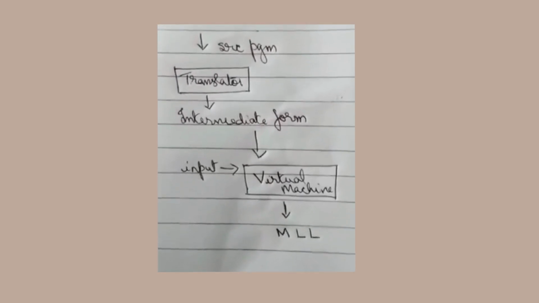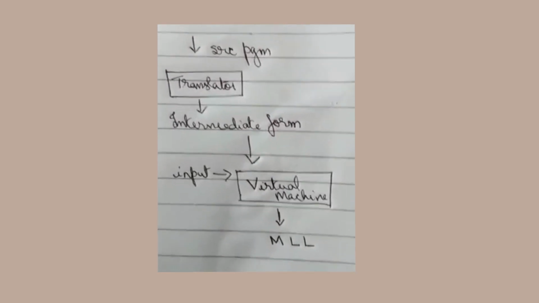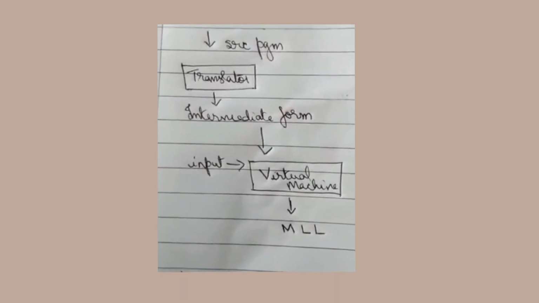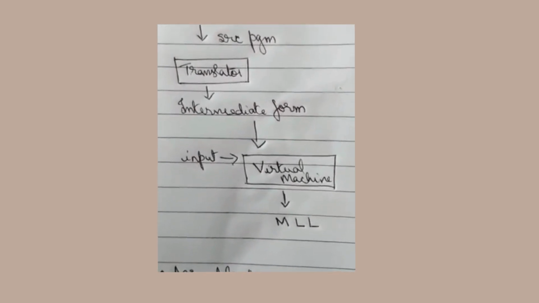Basically, if we take an example for this particular compiler, we can take the JVM, Java Virtual Machine, which is one of the hybrid compilers.